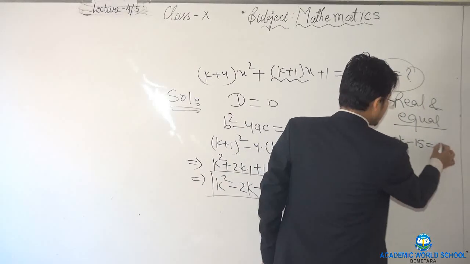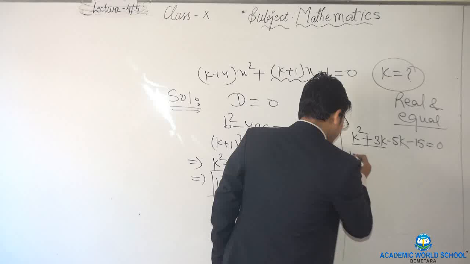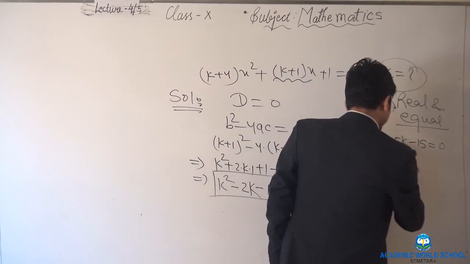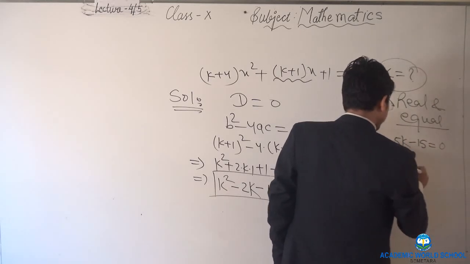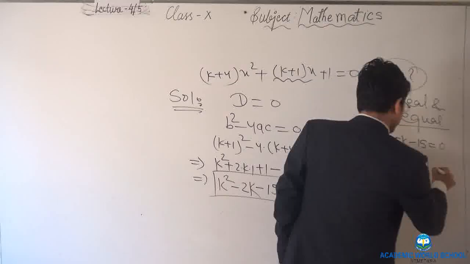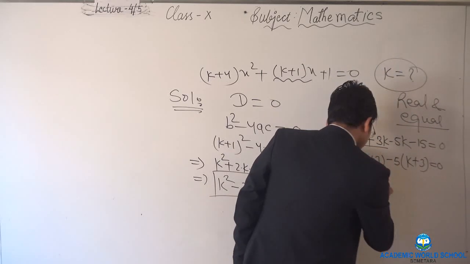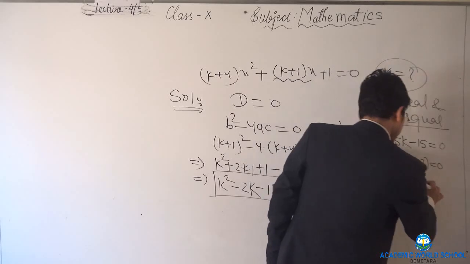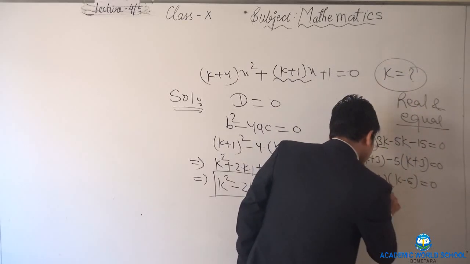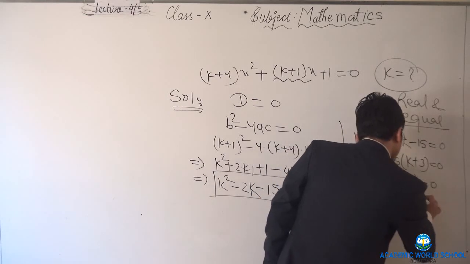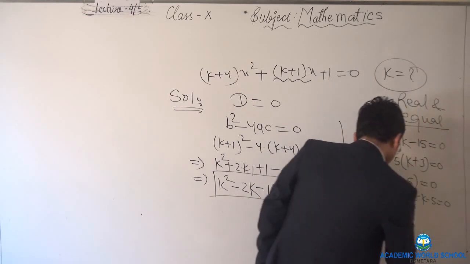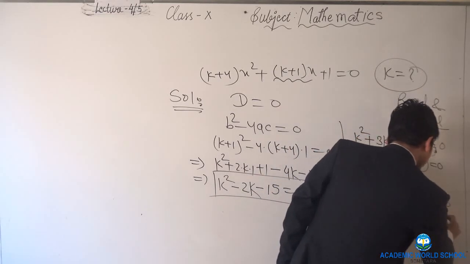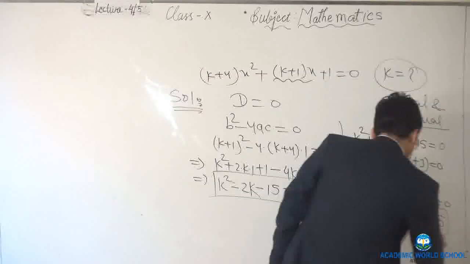We can take k common from here, so this will be k plus 3, and we can take minus 5 common over here, so this is k plus 3, is equal to 0. So k plus 3 is common, and now this is k minus 5 equal to 0. So k plus 3 is equal to 0, or k minus 5 is equal to 0. Therefore k is equal to minus 3, or k is equal to 5. So now we got the value of k.